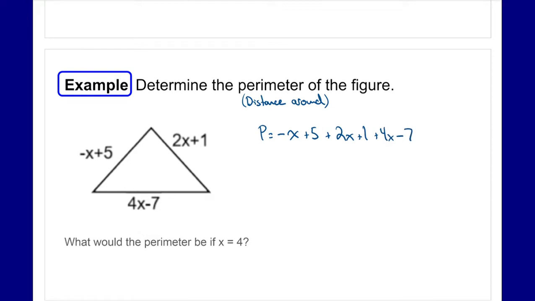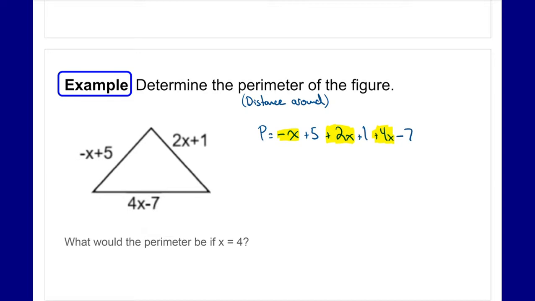Once I've written out my expression, I want to collect this. I want to simplify this to make it a little bit nicer. So I'm going to go through and highlight or underline my like terms. I see a negative x, I see a 2x, and I see a positive 4x. Highlight that positive from the 2. Those are all like terms because they all have the same variable x, and that x has the same exponent, 1.